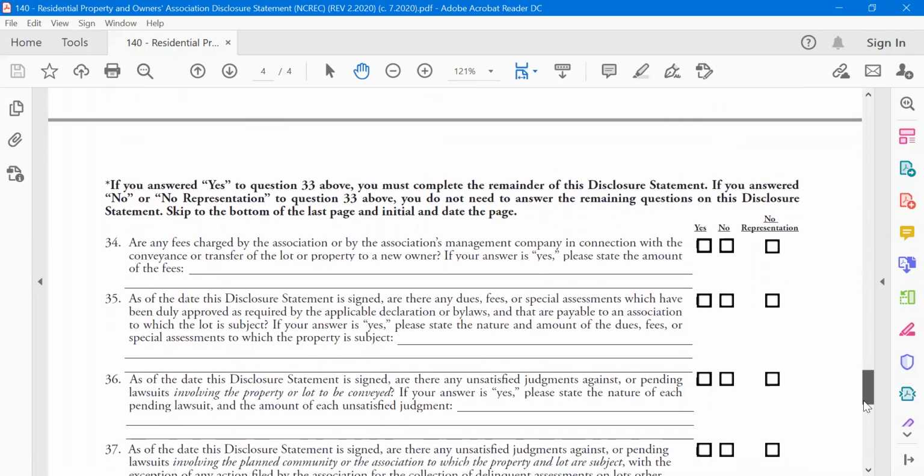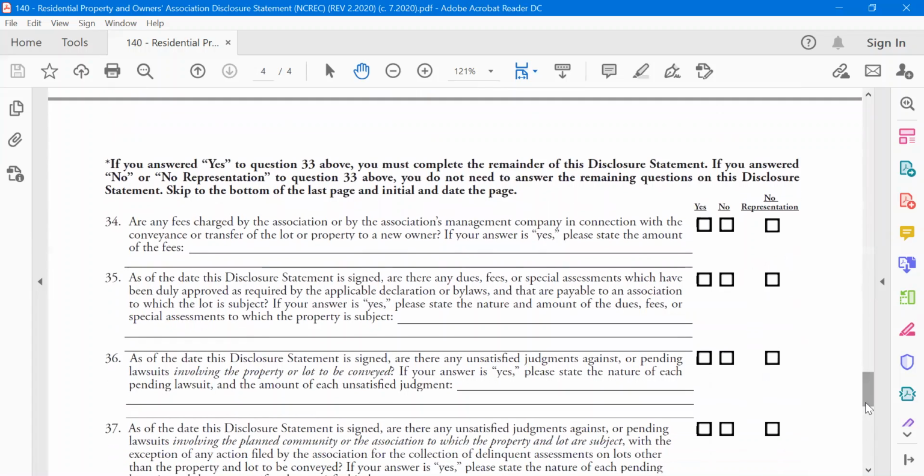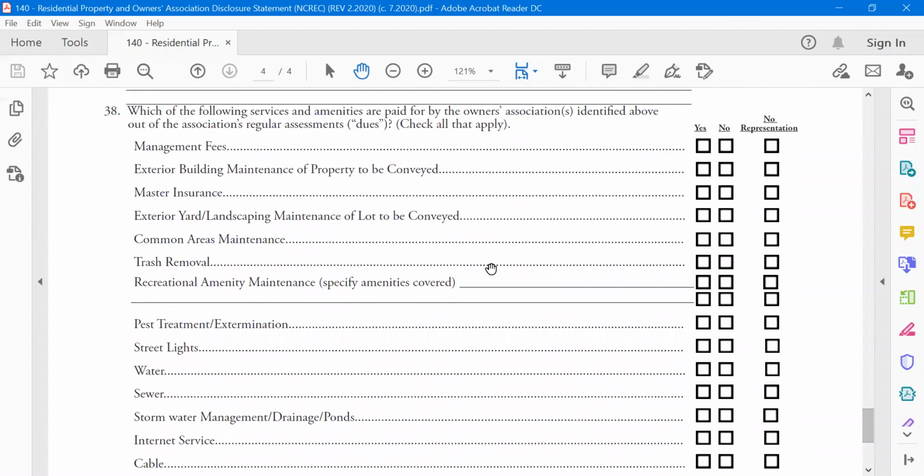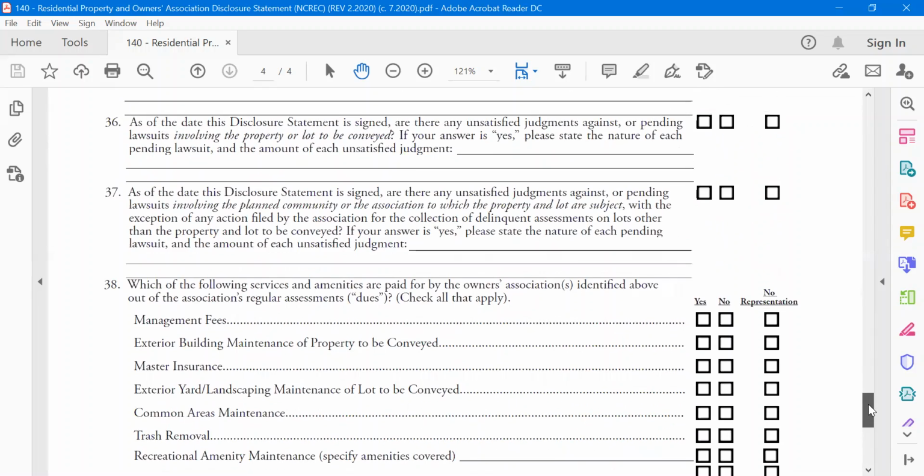And then here's additional information about the disclosure statement, that if you answered yes to question 33, there's going to be additional information that is needed for the HOA. And then lastly, it asks specific questions about what amenities are paid for by the Owners Association, and you'll check yes, no, or no representation for every item that you see here. Now keep in mind, if the house does not have an HOA, then you will not have to answer these questions at the bottom.